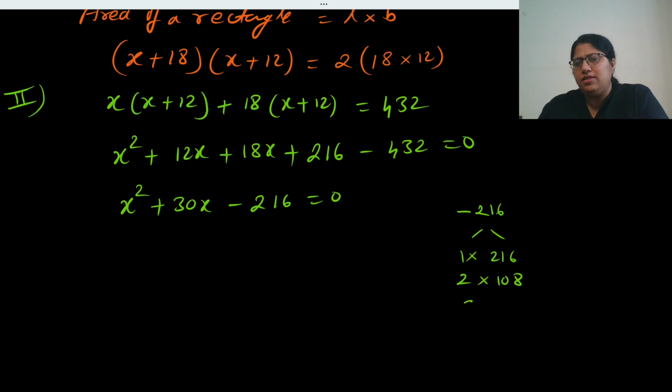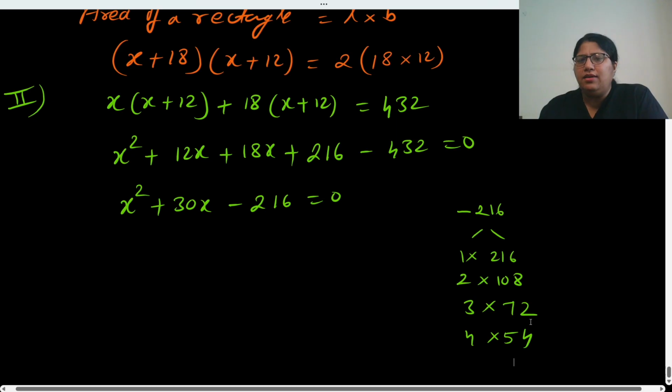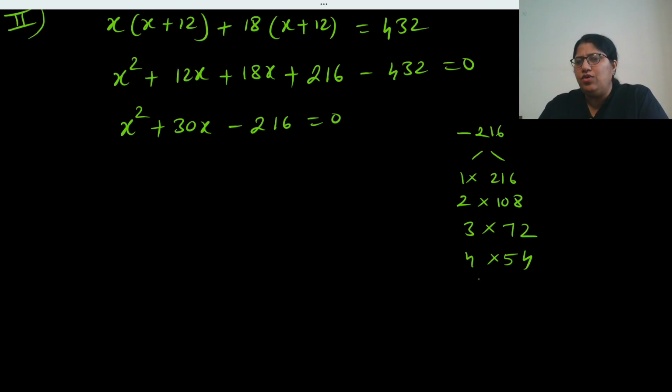108, then it's divisible by 3 also. 3 sevens are 21, 4 fives are 20. We need to get 30, which means we need to take more values. Then 6 sixes are 36, 3 sixes are 18, then 6 are... see, we are getting this combination as 30. What do I need to take here?